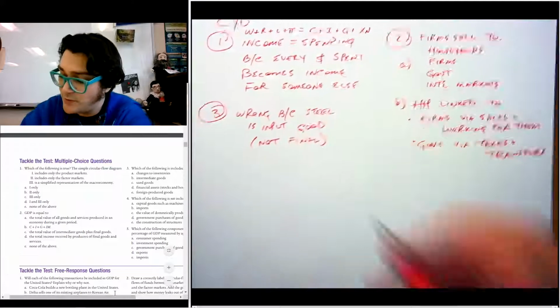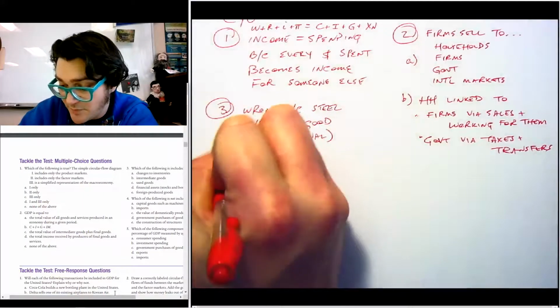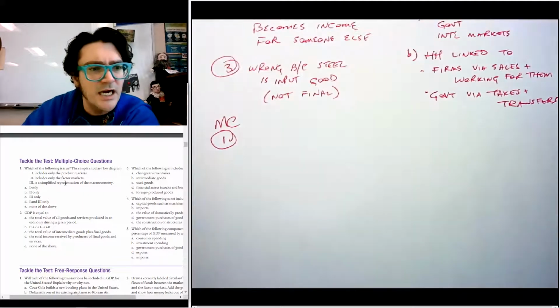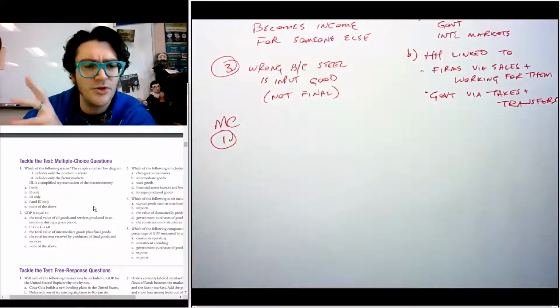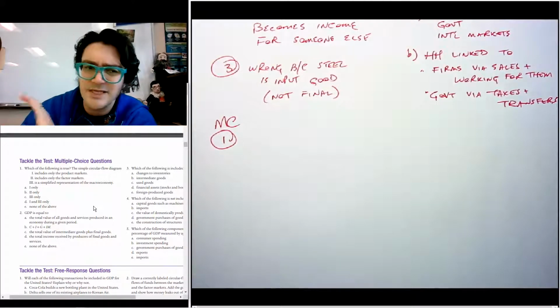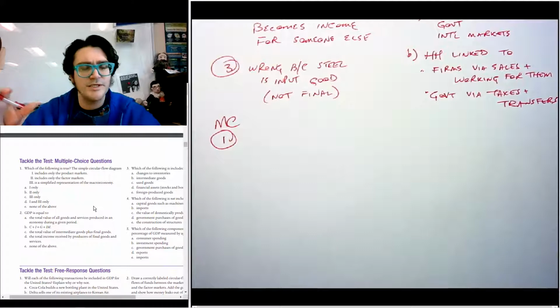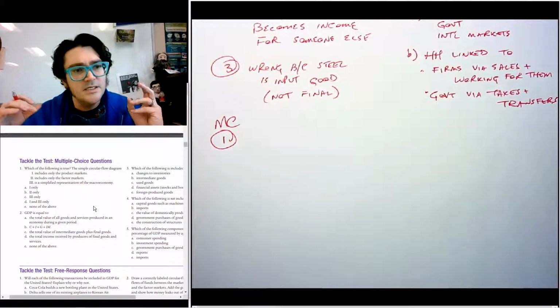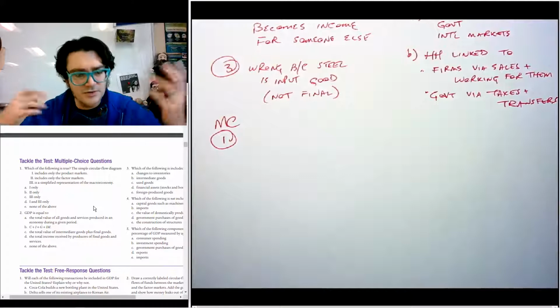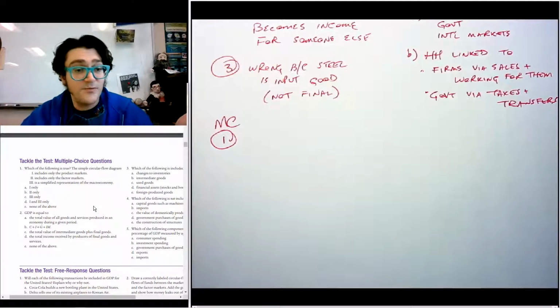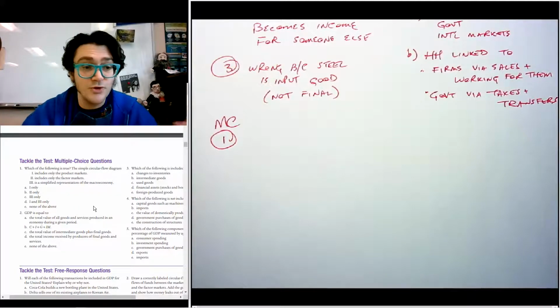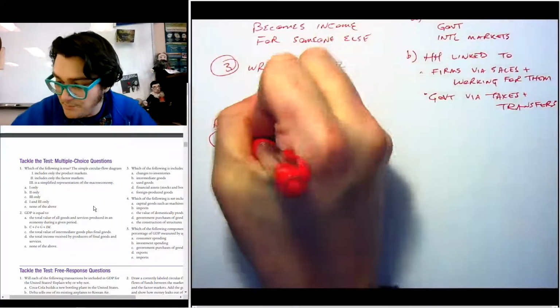Okay, now let's take a look at multiple choice. And I'll just forewarn you that one of these multiple choice questions I have beef with, and we'll talk about it. Number 1, which of the following is true? The simple circular flow diagram includes only the product markets. That's not true, because it has product and factor markets and financial markets usually. Second, includes only the factor. Well, no, because it includes both of those. Third, it's a simplified representation of the macro economy. That is true, so 3 only, C.